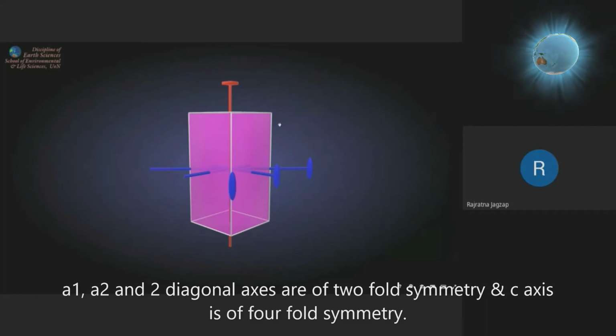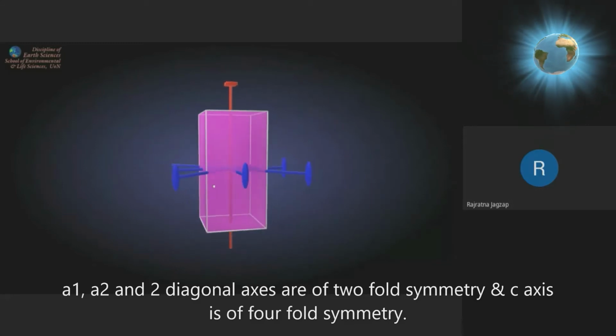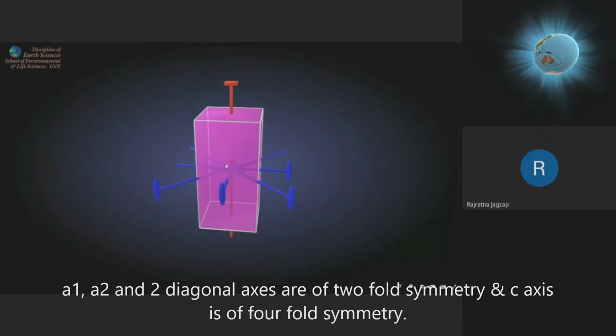Where will this face go? This face will go here. That is already counted. So if you keep on rotating, only two times the same face will appear. Again, this axis becomes an axis of two-fold symmetry. So the diagonal axes which are placed at the right hand side and left hand side of the A1 axis, A1 being front to back, are axes of two-fold symmetry.